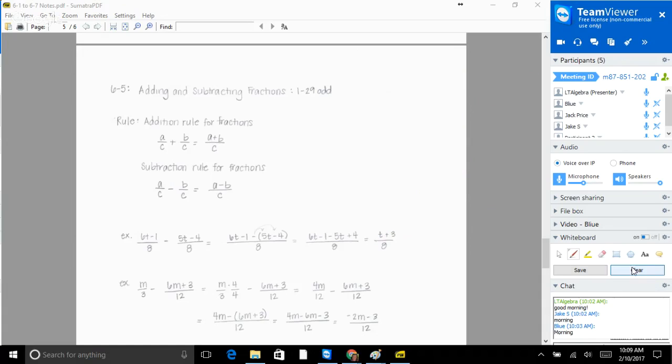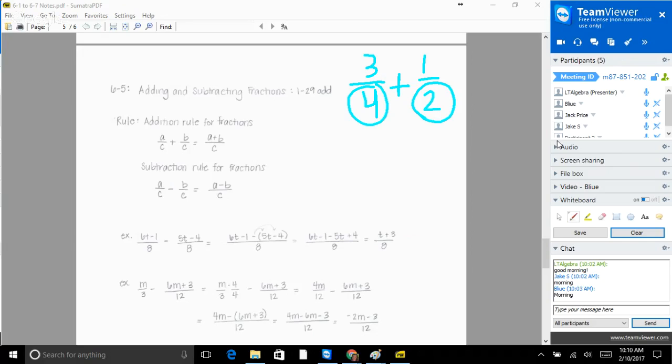So now in section 6.5, we're getting to adding and subtracting fractions. A long time ago, you probably had problems like 3/4 plus 1/2, and you'd have to add the fractions together. Well, when it comes to adding and subtracting fractions, it's actually not as easy as multiplying and dividing, because in order to add or subtract fractions, we have to have the same denominator. This is going to hold true for algebra too.